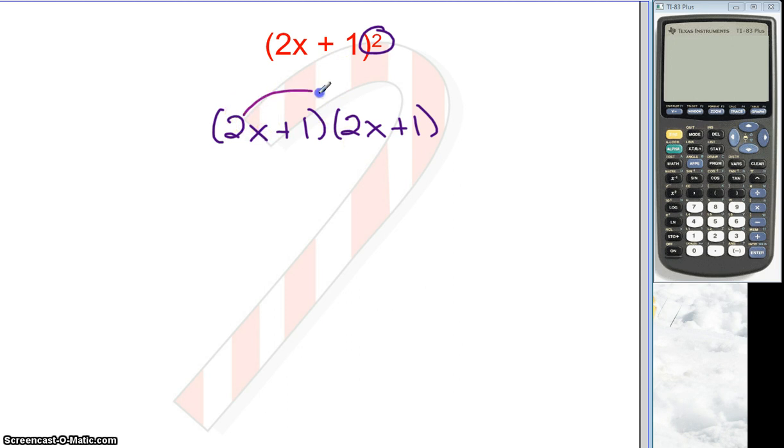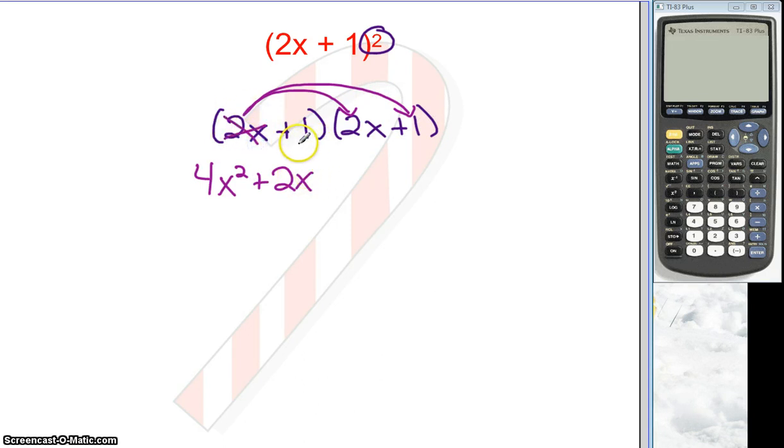So 2x times 2x. Let's start with the numbers. 2 times 2 is 4. X and x makes x to the second. Notice when I draw the arrow, I do not draw all of them. I wait until it's all worked out till I go to the next one. So now I'm going to multiply 2x times 1. I start with the numbers. 2 times 1 is 2, and the x carries down. So now I'm done distributing the 2x.